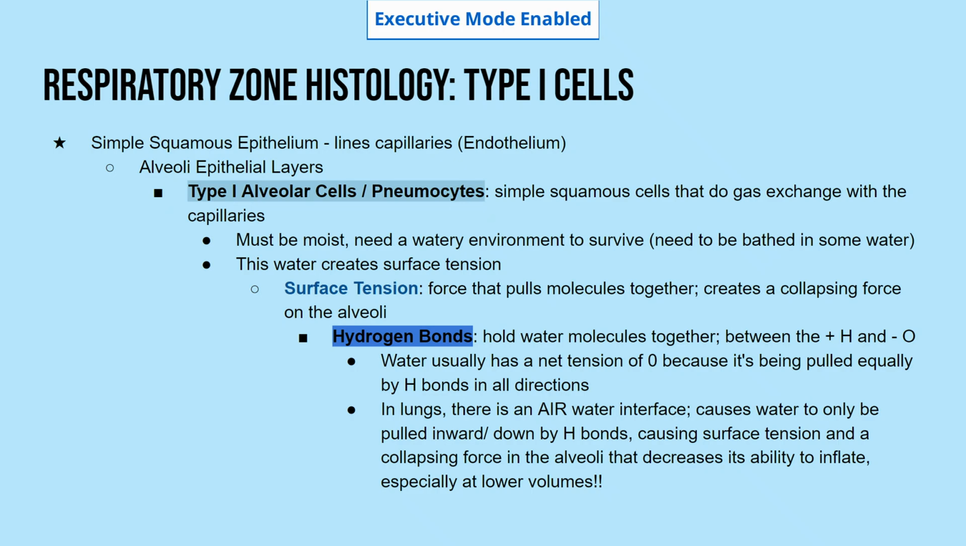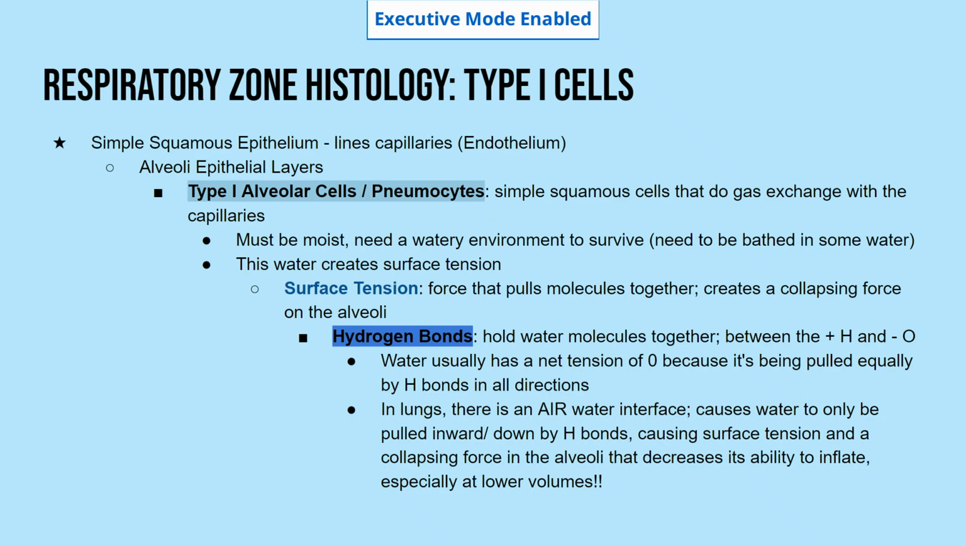Basically, you have a bunch of alveoli, say, on the outer perimeter of the lungs, and you have the type 1 cells, and the type 1 cells need to be in a watery environment, and these do hydrogen bonding between water molecules, which creates a force that pushes the alveoli in. It's kind of like a collapsing force.